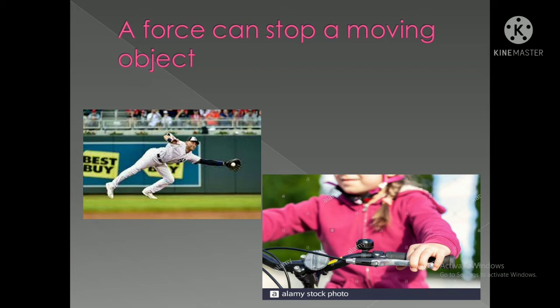Next diagram, what is shown? The girl was cycling. Suddenly, maybe she saw her friend, so she applied her brakes. Can you see her finger? She is applying her brakes. Her cycle was moving, and now she is applying the brake, so she will stop. She will stop her cycle, come down and talk to her friend. This is an example of a force which can stop a moving object.